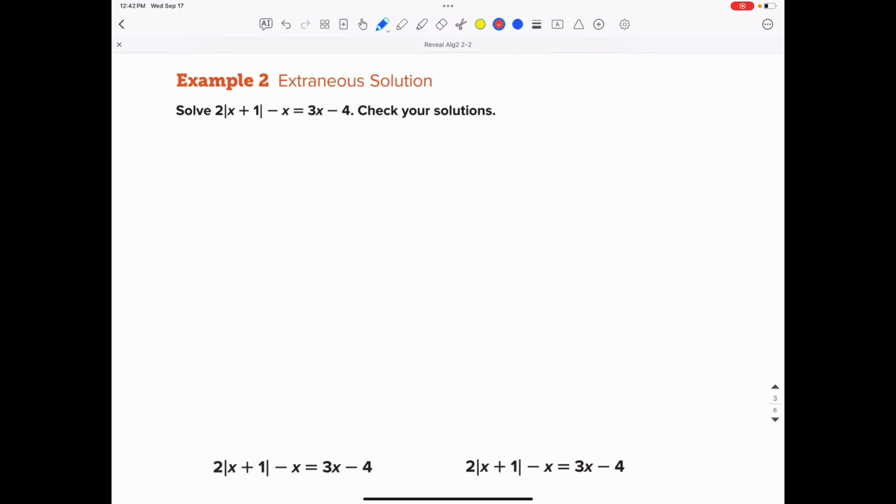Here's another example, example number 2. It says extraneous solution. I wonder what's going to happen here. We are going to solve this. It's 2 times the absolute value of x plus 1, minus x, equals 3x plus negative 4. And again, check your solutions.